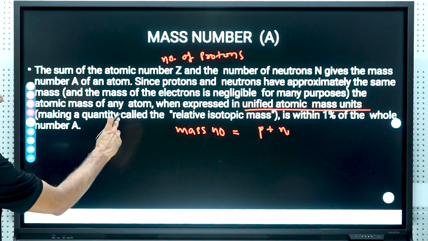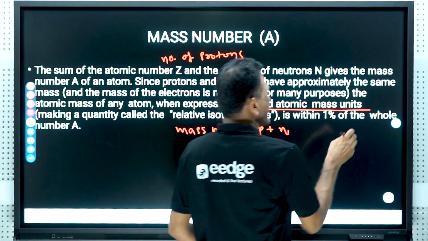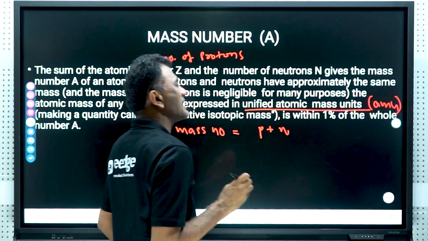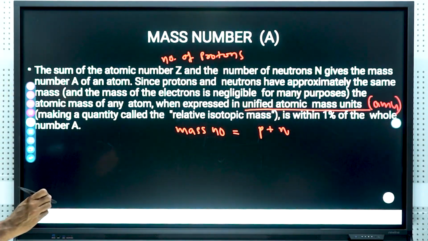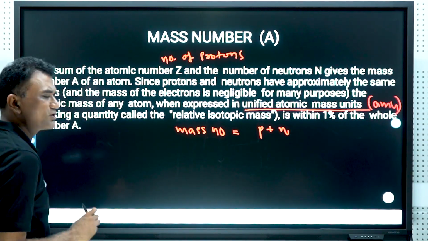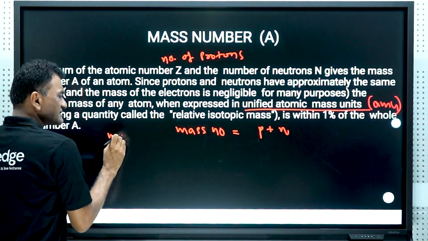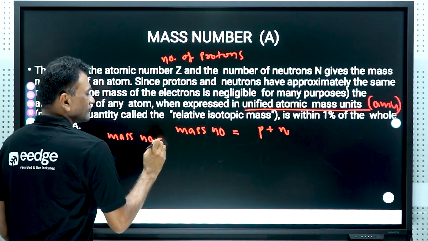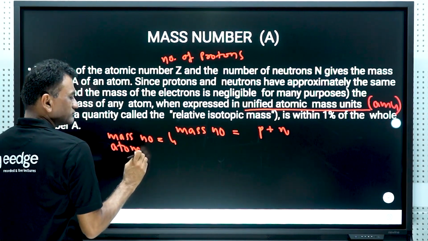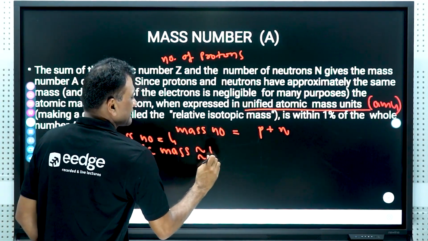The atomic mass of any atom when expressed in unified atomic mass unit, this is AMU. Later on we'll define what is AMU, atomic mass unit, is within 1% of the whole number A. This means that if the mass number is 4, then the atomic mass is approximately 4.